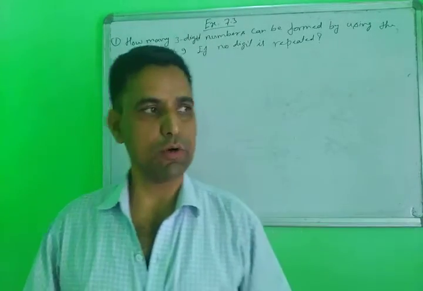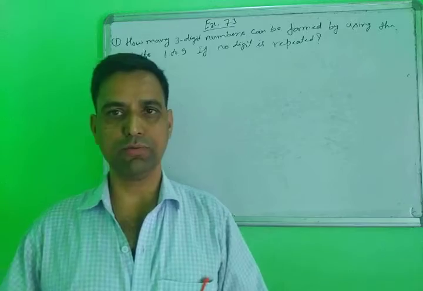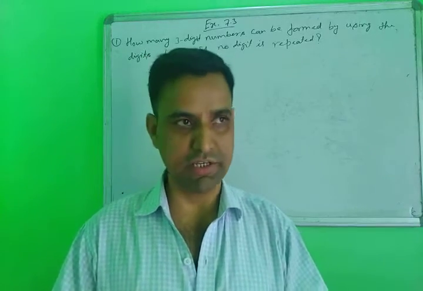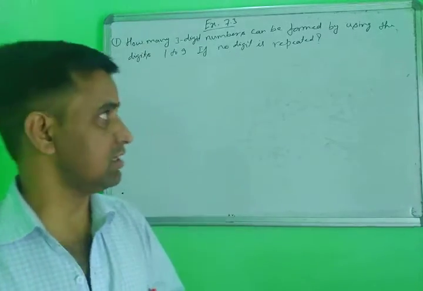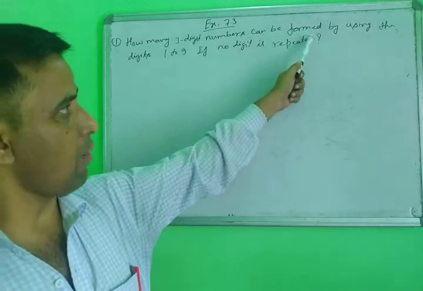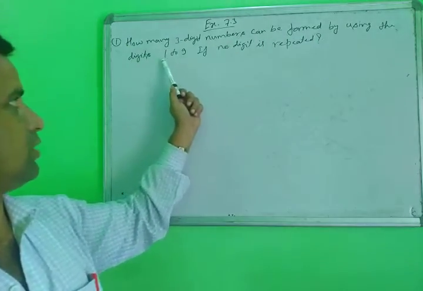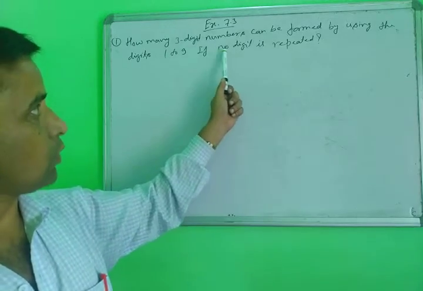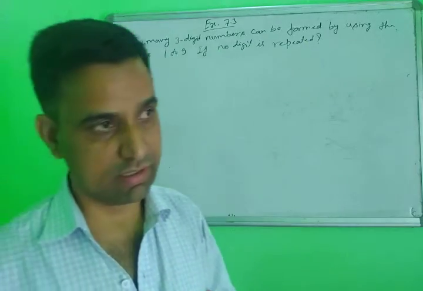Yes, class, good morning. Today's topic is problem solving exercise 7.3. Today I am taking the first question here. How many three-digit numbers can be formed by using the digits 1 to 9 if no digit is repeated?